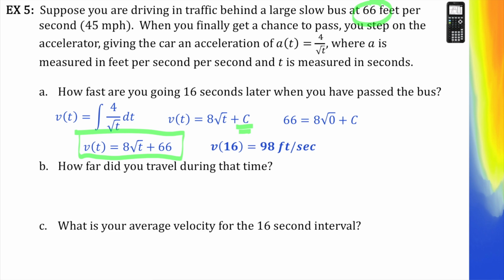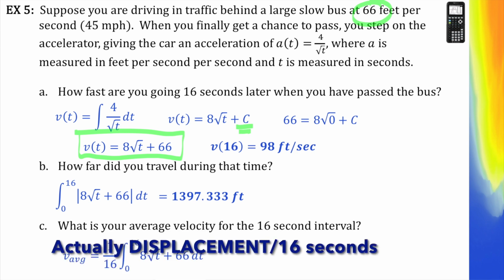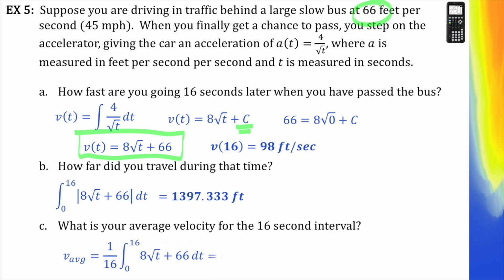Okay, so that's total distance. That'll be the absolute value of velocity from 0 to 16 seconds. Thankfully, this is a calculator question. So you will have gone 1,397.33333 feet. Now, what's your average velocity for that 16-second interval? Well, we'll take our total distance traveled divided by 16, which would give us 87.333 feet per second.